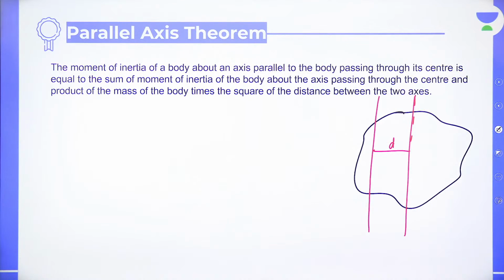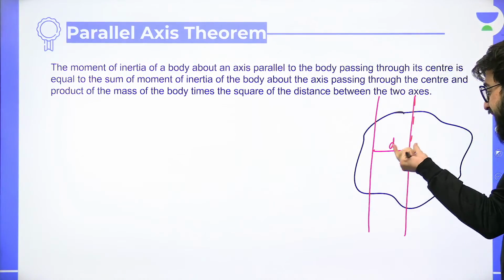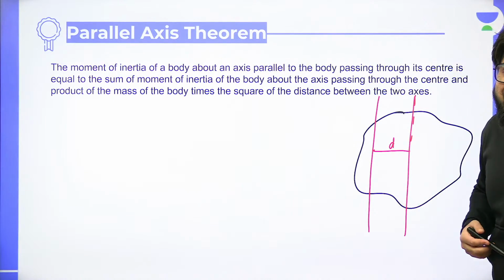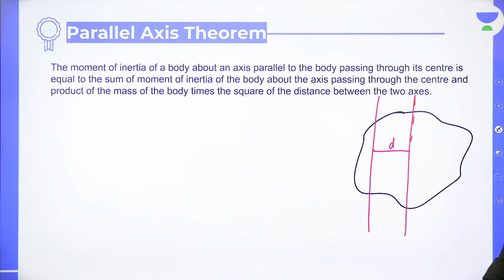This is point number 1. Next, there is another axis which is parallel to this axis, and the distance between these two is D, and this is the perpendicular distance. You can clearly check this is the perpendicular distance between the two.